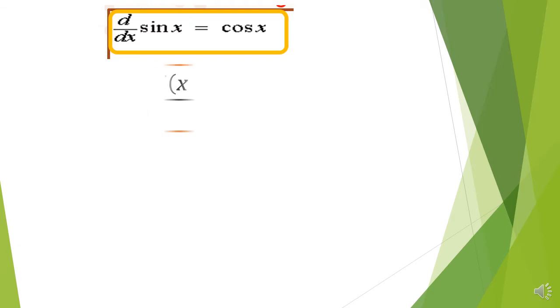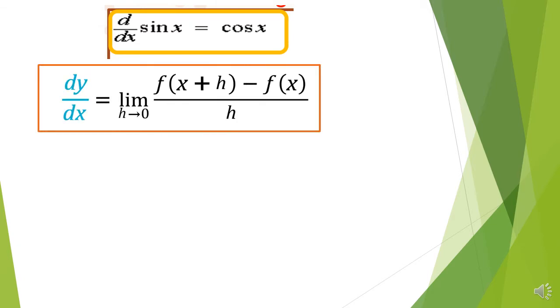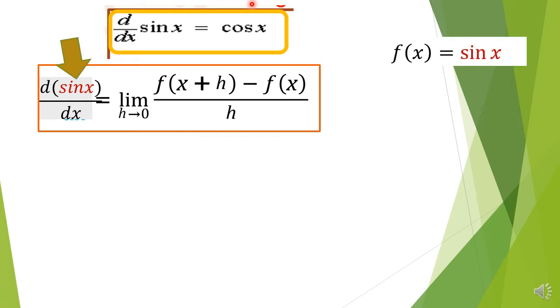So let's see. We recall the derivative formula using the limit, okay? So the limit of f of x plus h minus f of x over h as h approaches 0 is equal to the derivative of the function with respect to x. Yan. So that means ang ating f of x is sine x, or y is equal to the function sine x. So that means ito yung ating f of x. Ang f of x natin is sine x.